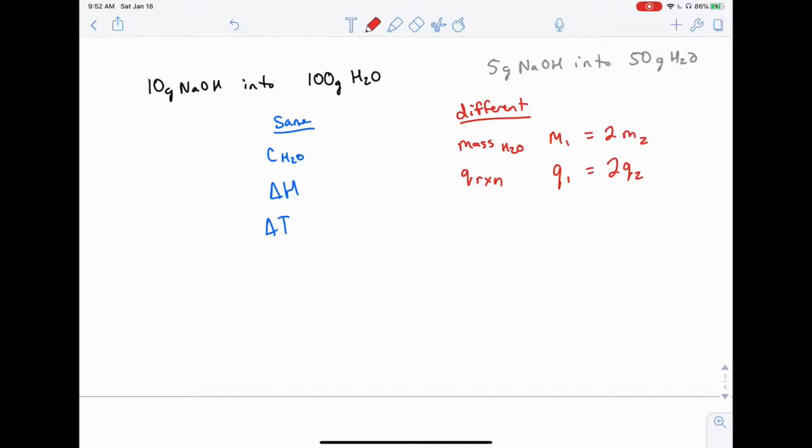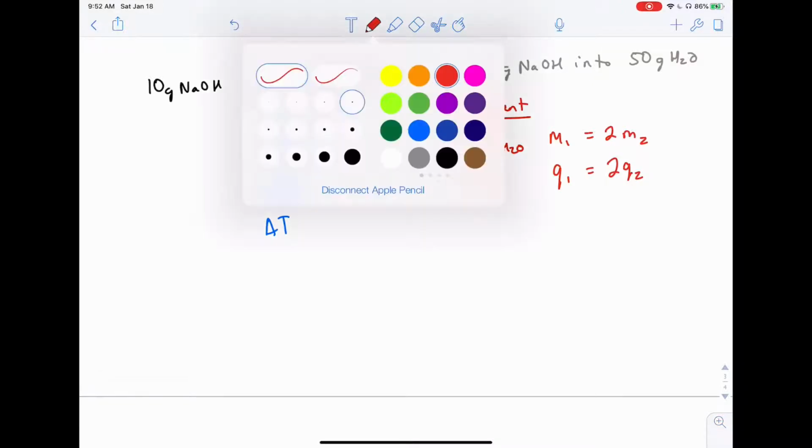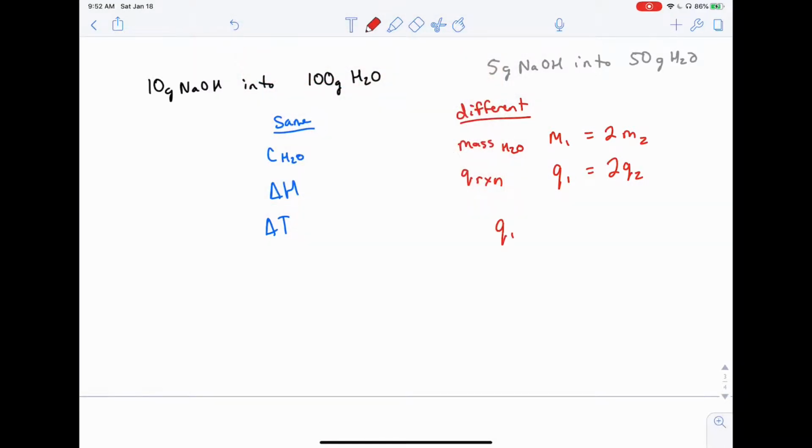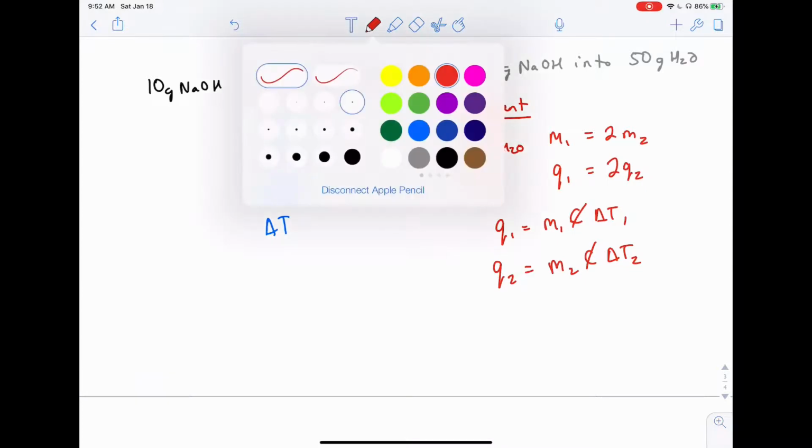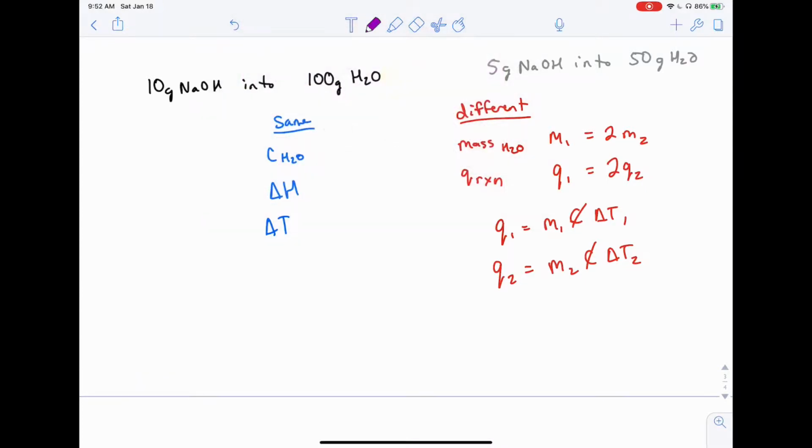Let me write that out in equations to make sure you understand what I'm saying. So Q1 is equal to mass of 1 C delta T1. And Q2 is equal to mass 2 C delta T2. Well, the C's are the same, and Q1 is just like saying 2Q2 is equal to 2 mass 2 times delta T1.